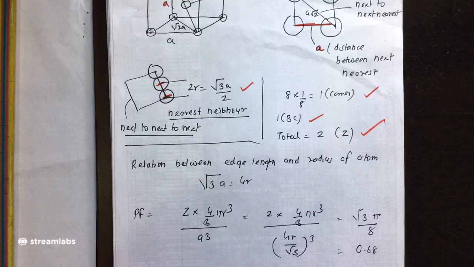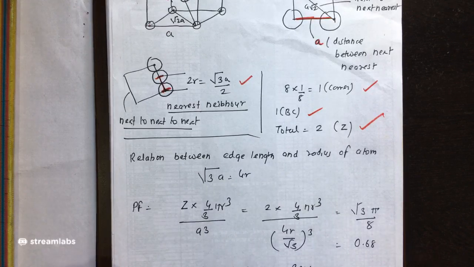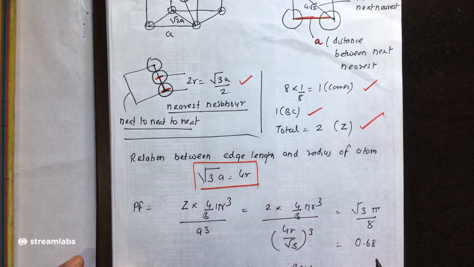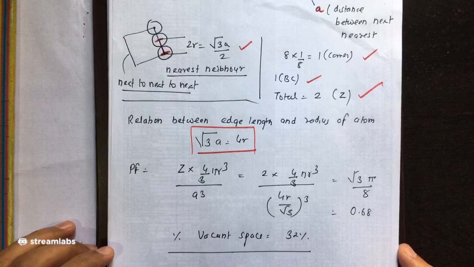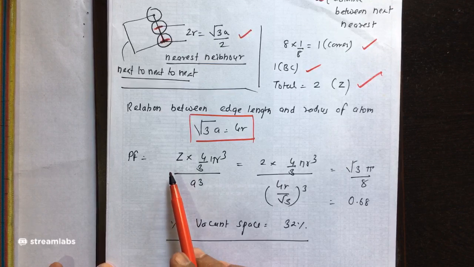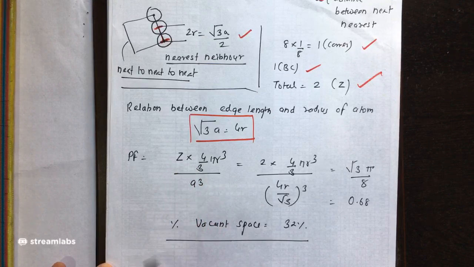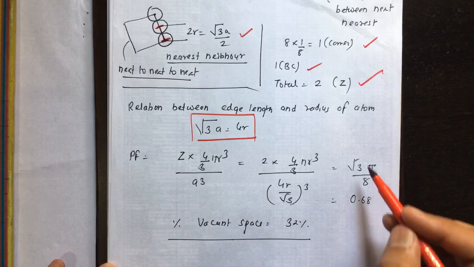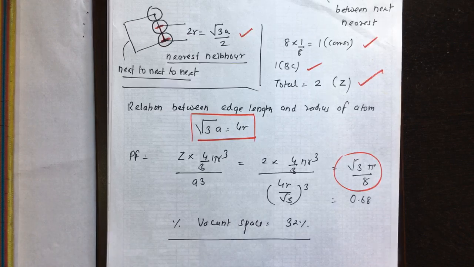As far as the relationship between the edge length and the radius of the atom is concerned, it is root of 3a is equal to 4r. So when root of 3a is equal to 4r, we can put the packing fraction PF is equal to Z into 4 by 3 pi r cube upon a cube. What is the value of Z? It is 2 into 4 by 3 pi r cube upon, what is a? a is nothing but (4r by root 3) to the power 3. If you calculate it, this will come as root 3 pi by 8, and that calculation will come as 0.68.